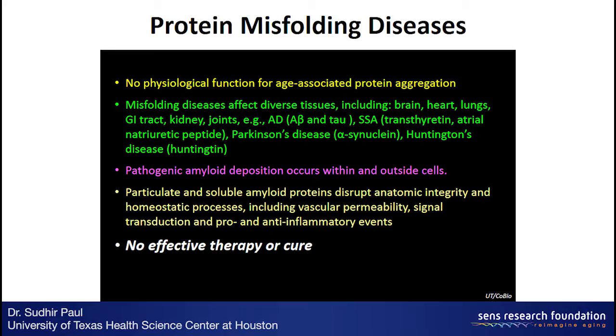There is no effective therapy or cure, and in one example, transthyretin amyloidosis, there are statistics available suggesting that about 50% of the deaths that have occurred in the United States of individuals who are 110 years and older has been due to senile systemic amyloidosis.